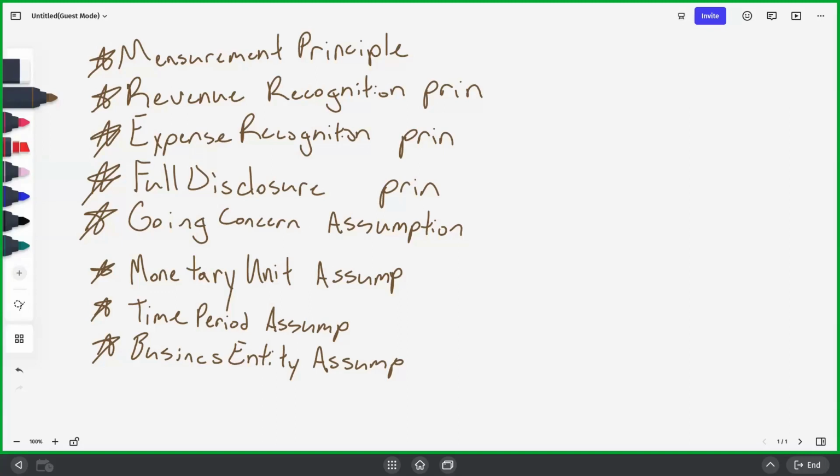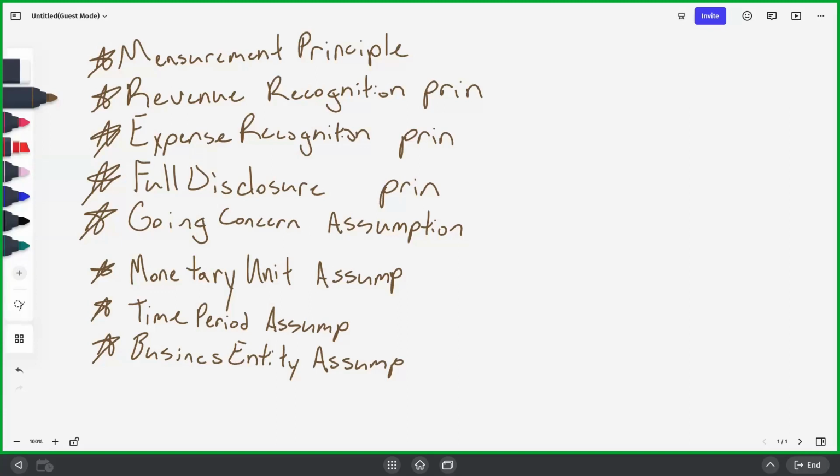The measurement principle. Anybody have another guess? Any wild guess, doesn't have to be right. You only learn from wrong answers. Perfect.